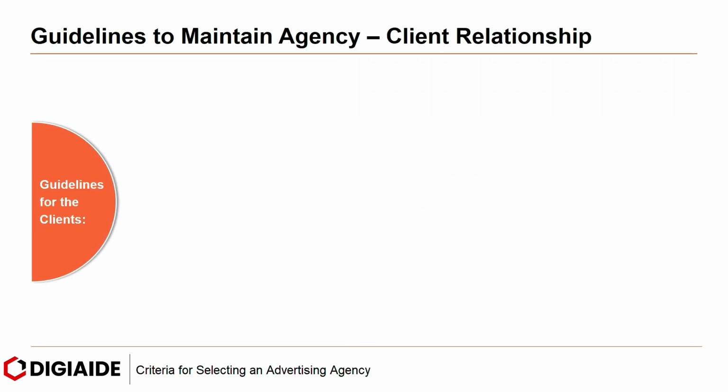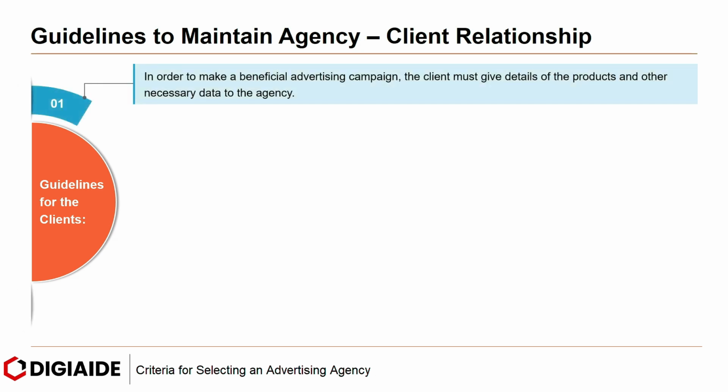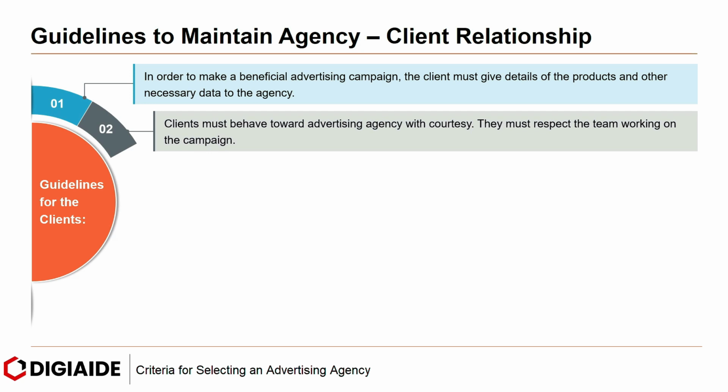Now moving on to guidelines for maintaining the agency-client relationship. First, guidelines for the client. In order to make a beneficial advertising campaign, the client must give details of the products and other necessary data to the agency. Clients must behave towards the advertising agency with courtesy. They must respect the team working on the campaign.